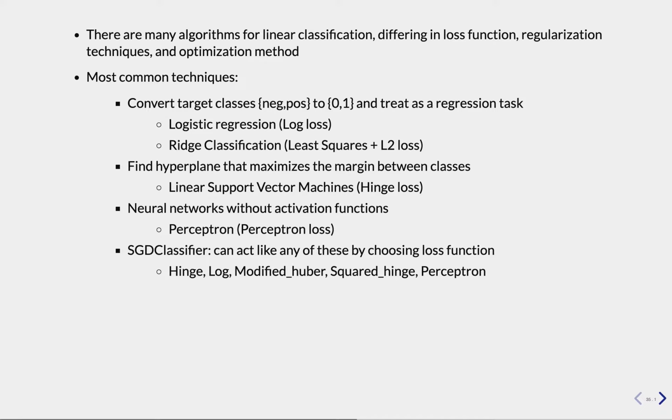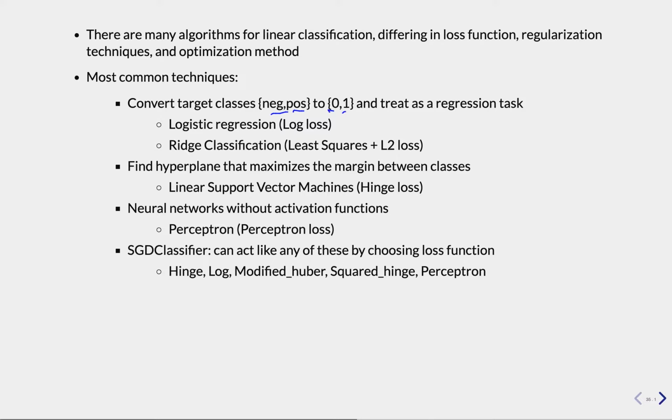All right, cool. There are many algorithms that can do linear classification, and again, they all differ in the loss function, and that means they also differ in how they have to be optimized and how they can be regularized. We can roughly divide these into different categories. So there are some techniques which first convert target classes, so negative and positive, to 0, 1, and then just treat it as a regression task. Right? So now the negative points have to be predicted 0, and the positive points have to be predicted as close as possible to 1.